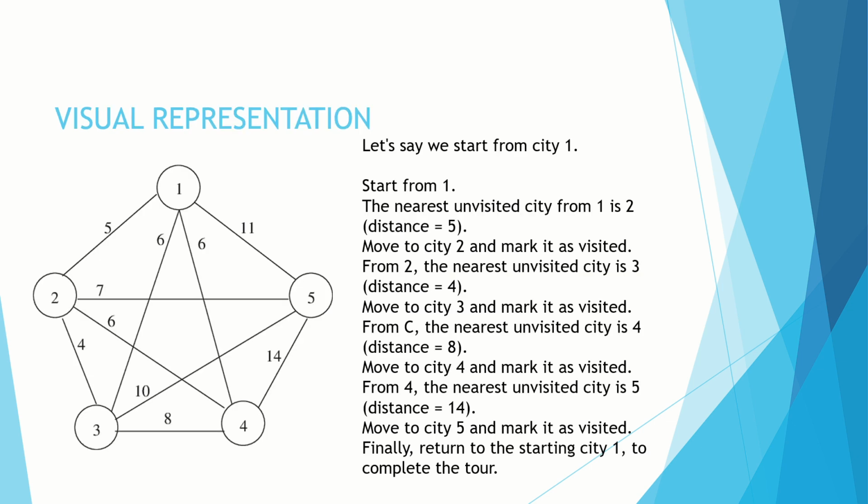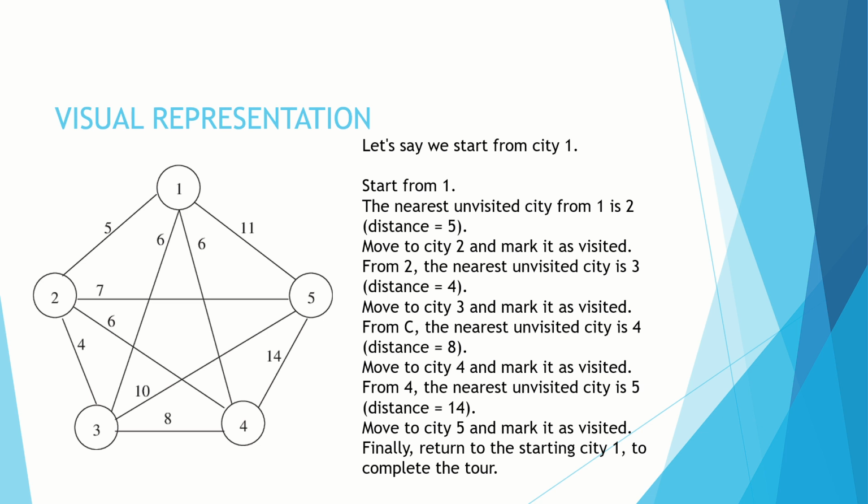So here is a visual representation. We are given 5 nodes and let's take a root node 1. From 1 we can go to all 4 other cities, but the path costs are different. So we will choose the shortest path, which is 5, and we will go to city number 2. From there we can go to all other cities, but we can't visit city 1 because it's the root node and we have visited it before.